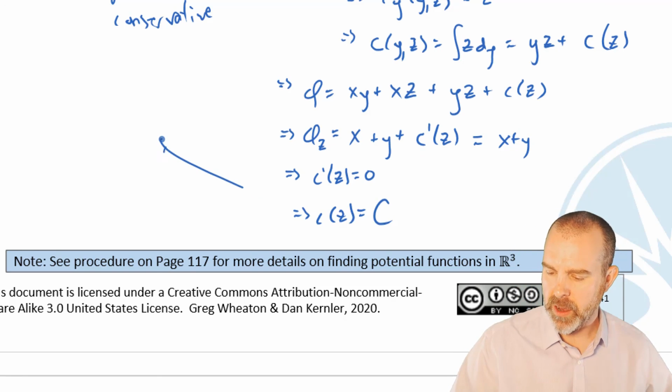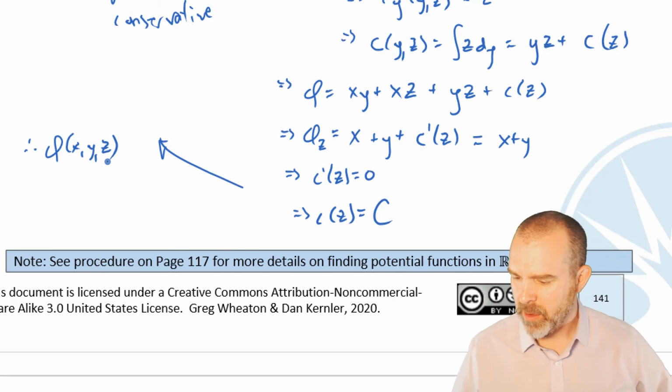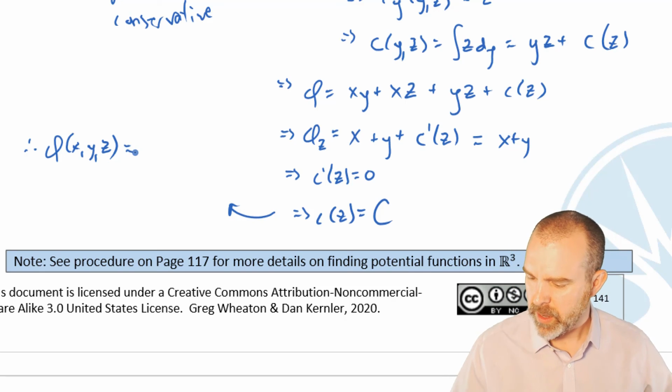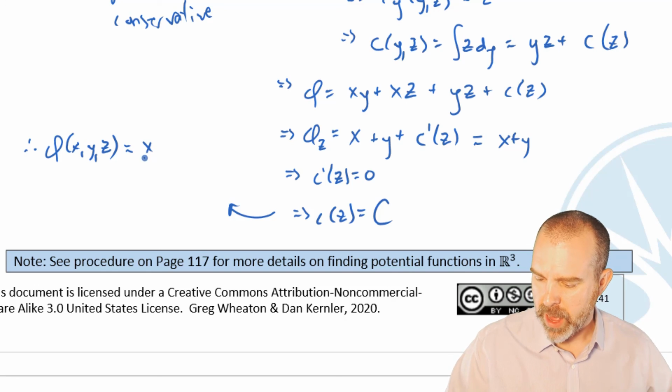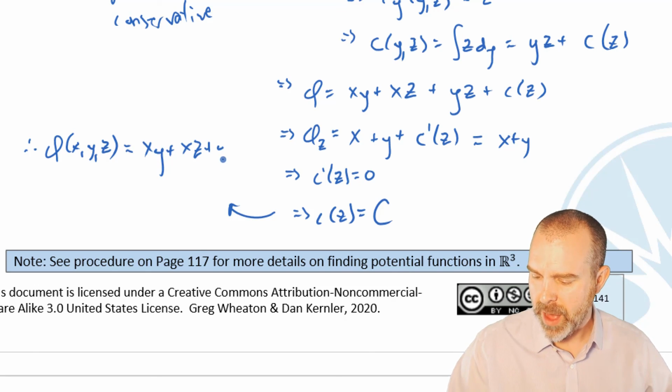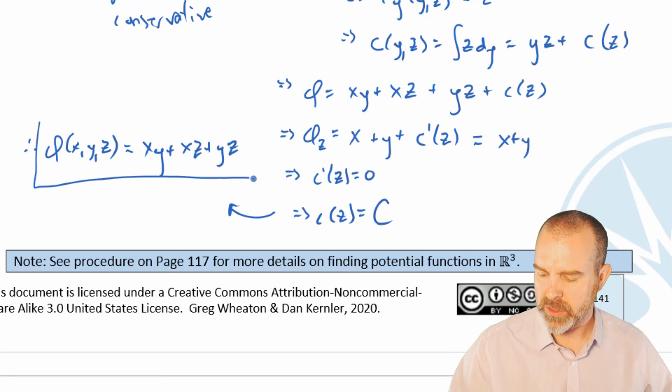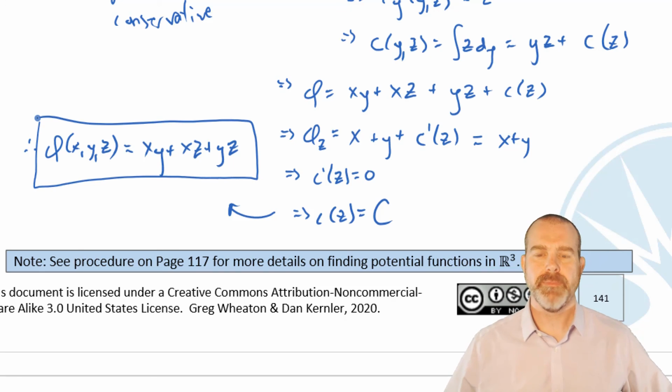So let's move over here. Therefore, phi as a function of x, y, and z must be equal to xy plus xz plus yz plus a constant. We can use any constant. Let's use the constant 0.